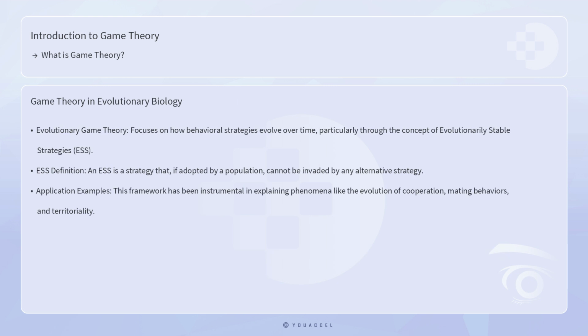Game theory's versatility is further exemplified in evolutionary biology, where it models the behavior of animals in the wild. Evolutionary game theory examines how behavioral strategies evolve over time, focusing on the concept of evolutionarily stable strategies. An ESS is a strategy that, if adopted by a population, cannot be invaded by any alternative strategy. This framework has been instrumental in explaining phenomena like the evolution of cooperation, mating behaviors, and territoriality.